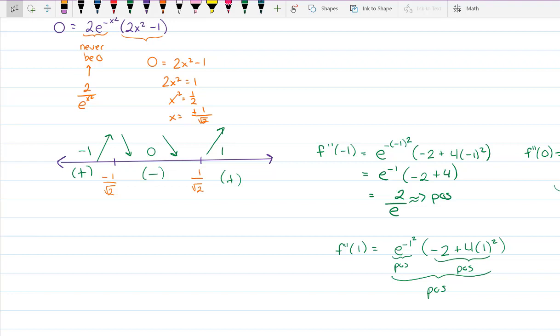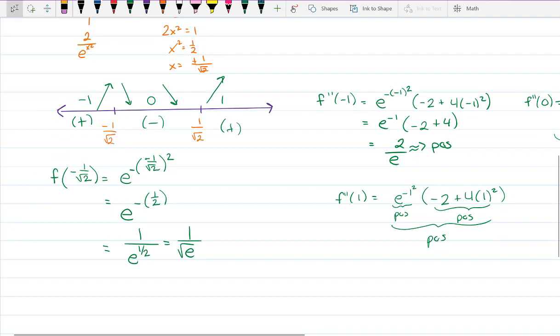Now what we need to do is find the y value of those inflection points. So you find f of negative 1 divided by radical 2, which is going to be e to the power of negative, parenthesis, negative 1 divided by radical 2 squared, which gives you e to the negative 1/2, which is equal to 1 over e to the 1/2. You can put that in a calculator and solve, but that's okay. We don't need to. Leaving it like that's just fine. If the problem asks you to round or truncate, then you're going to need to.